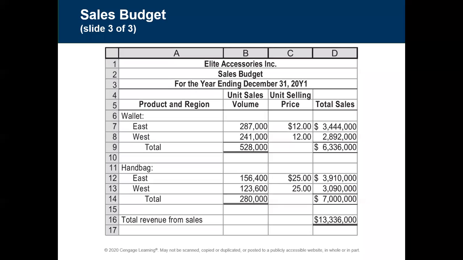So in a problem, it's just going to have to tell you that. It's going to say they think that in the East sales division, they're going to sell 287,000, in the West 241,000. We can take the total volume times the price, and we can come up with a total sales. Same with handbags. So again, in a problem, it's just going to tell you that. In real life, you're leaning on the expertise of your sales staff, your salespeople. So that's all. The sales budget is just how much stuff you're going to sell and at what price you're going to sell it to get a total sales amount.